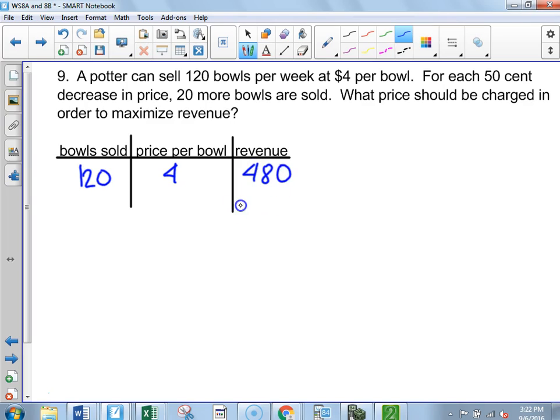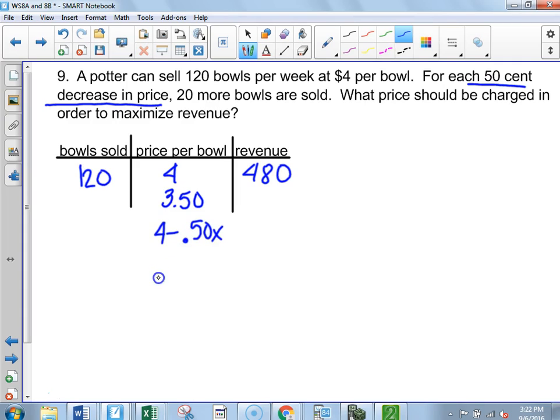$480. It says for each 50-cent decrease in price. Uh-oh, it's not going down $1 this time. What's the price doing? So the next one would be $3.50, or we'd have $4 is going to repeatedly drop by 50 cents.